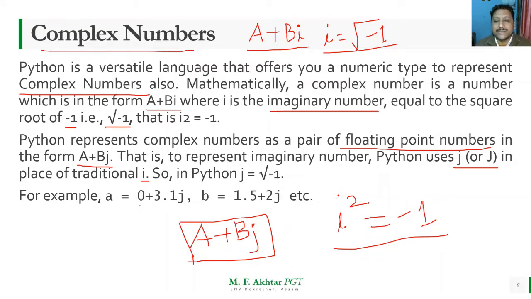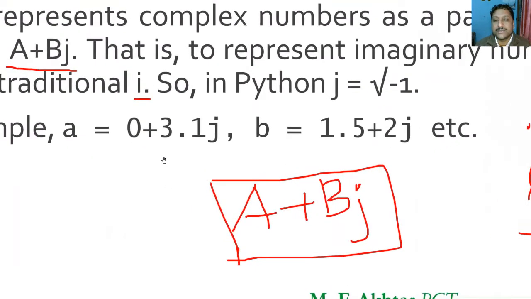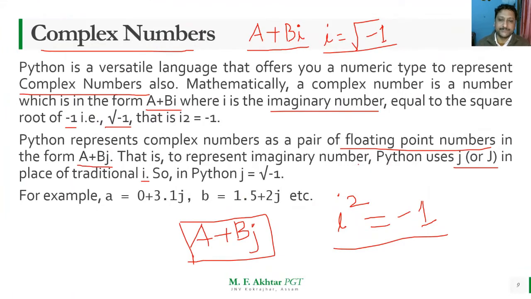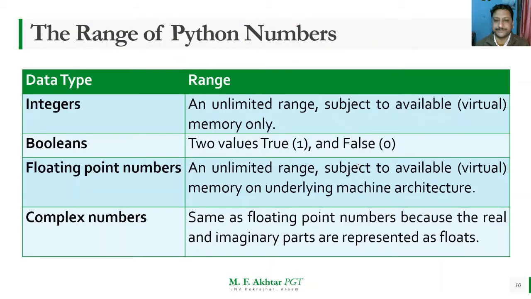For example, see the example here: 0 plus 3.1j, b equals 1.5 plus 2j. These are examples of complex numbers written in the Python language. So Python can handle complex numbers also, and they should be written like this.